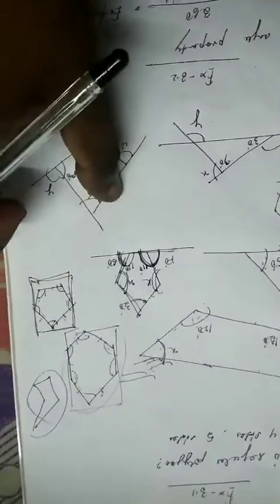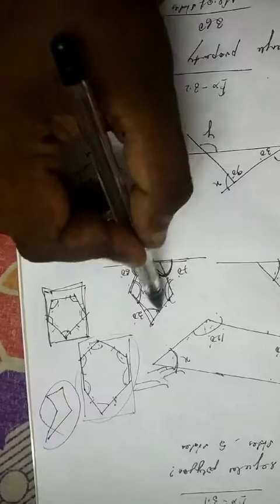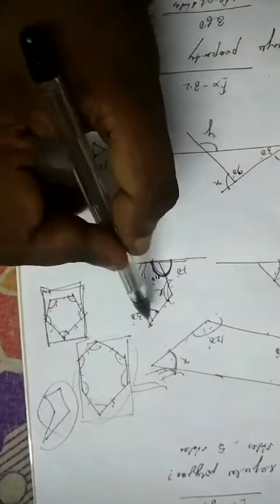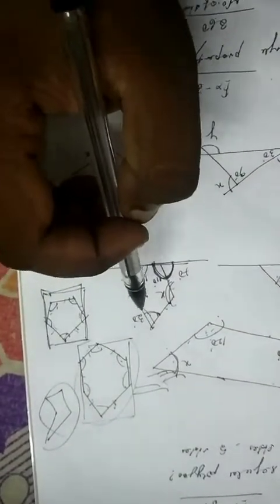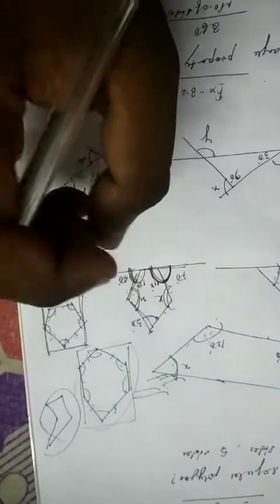Now, the question is that, sir, we got the measure of 3 angles. Out of 5 angles, we got the measure of 3 angles. Then how to find the value of x?